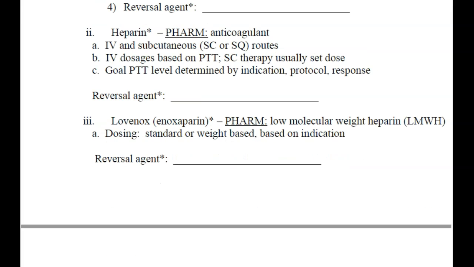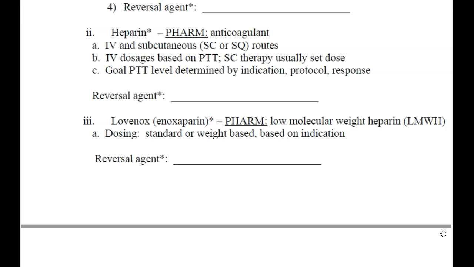Another anticoagulant is heparin. Its therapeutic and pharmacological class is actually the same, so it's both anticoagulant. Heparin can be administered both in IV form and subcutaneous or sub-Q routes. IV dosages are based on PTT, and you'll also find out that some hospitals in town will be using a different dosing lab. Factor 10A is used in a local hospital here, so don't be surprised, but more commonly PTT is used for dosing heparin. Subcutaneous therapy is usually set dose, and we monitor the PTT for the drug effectiveness.